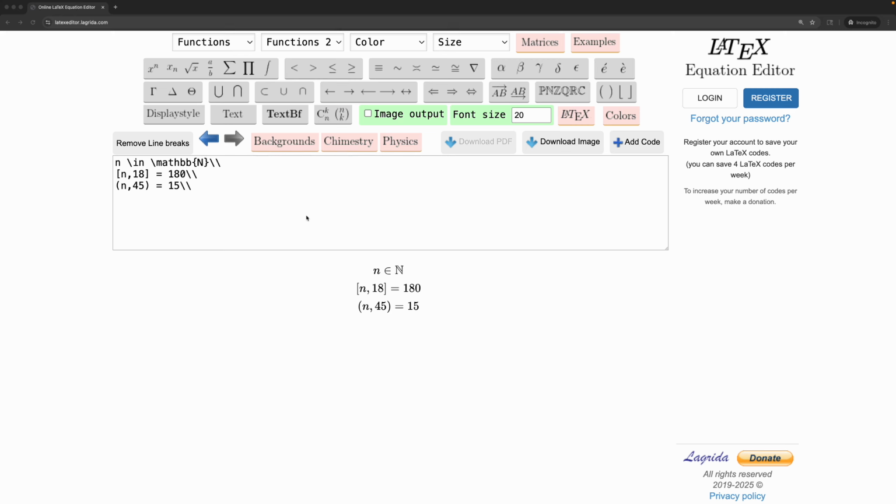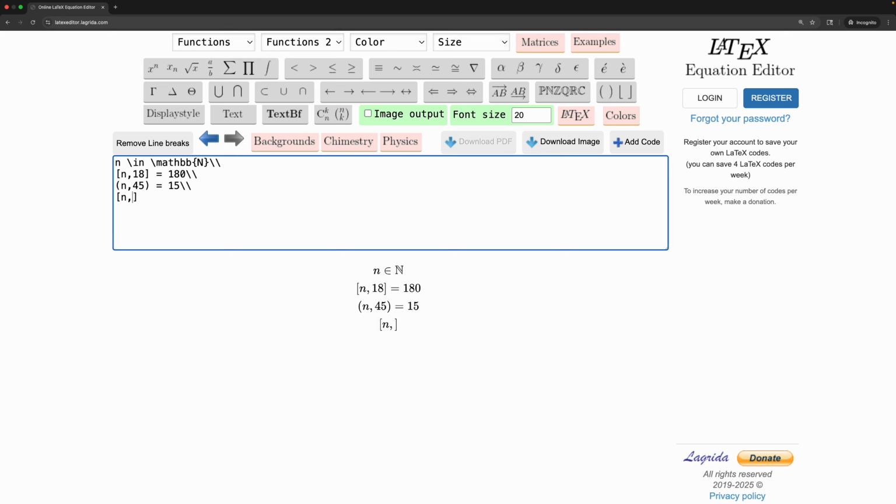Solve the following problem. n is a positive integer such that the least common multiple of n and 18 is 180, and the greatest common divisor of n and 45 is 15. How do we go about solving this problem?